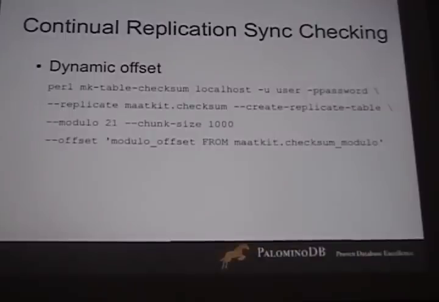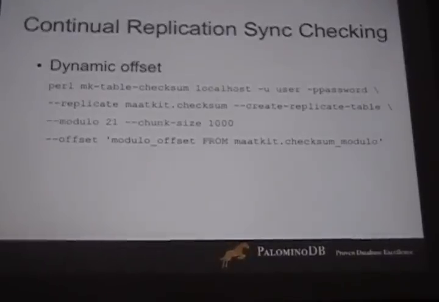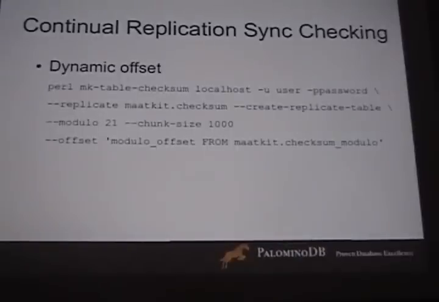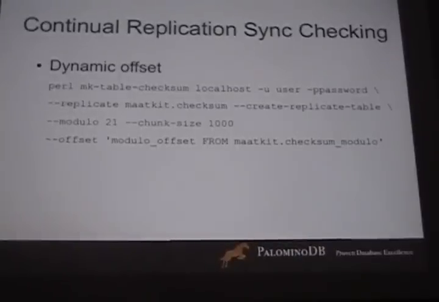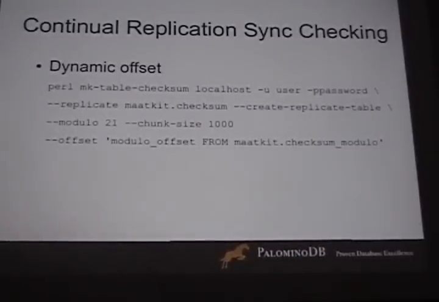So you can put any select query you want. And if you say offset 7, it would be select 7, which gives you 7. So here, it's select modulo offset, which is the name of the column, from mk-table-checksum modulo. So I made a table called mk-table-checksum modulo. It has one value, one row in it, one column, and it's whatever the number is.